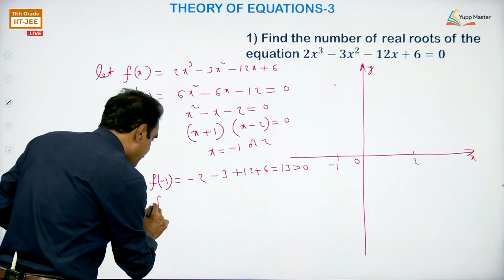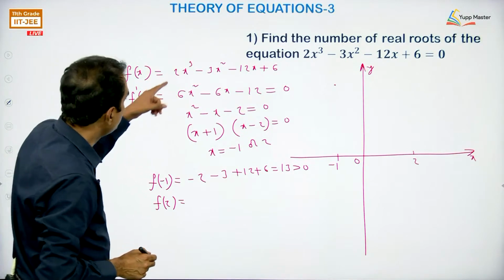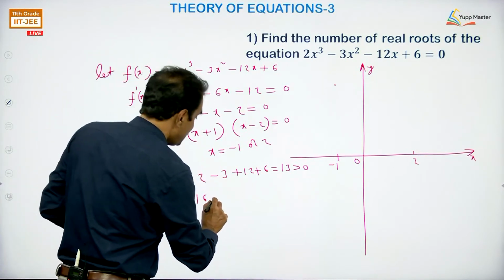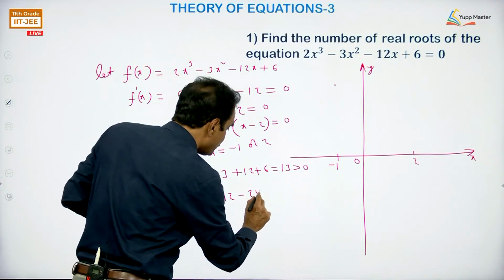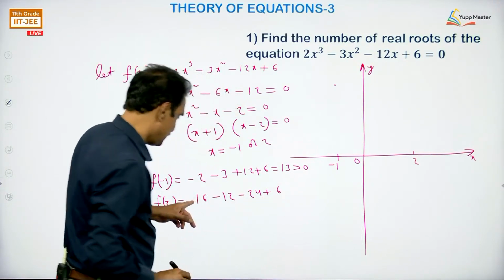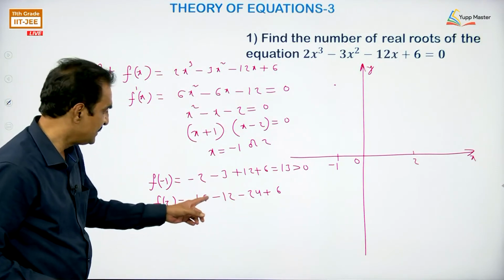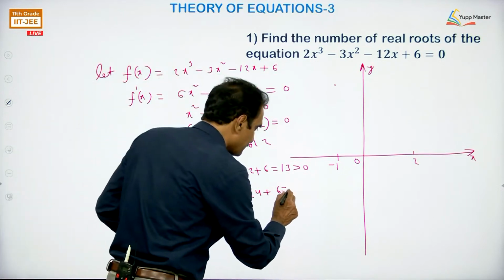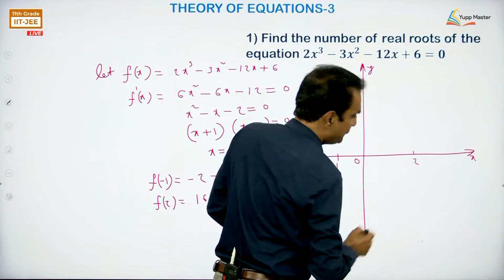Next, find f of 2, the minimum value. Substituting 2: 2 cube is 16, minus 12, minus 24, plus 6. Clearly it is negative. How much are you getting? Minus 36 plus 22 plus 14. Plus 14 means at 2 it is here.